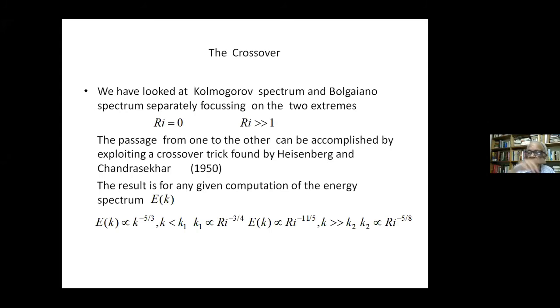So the same spectrum, same E versus k, would have a Kolmogorov part at the lower range, Bolgiano part in the upper range, and between k1 and k2 is Ri to the power -5/8, and between k1 and k2, you would see a transition from the Kolmogorov to the Bolgiano. Over there, it would be some kind of an effective k-dependent exponent. So this is the crossover over here, and that's where I would like to stop.